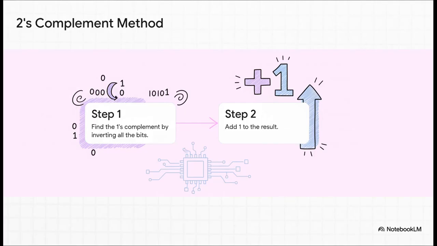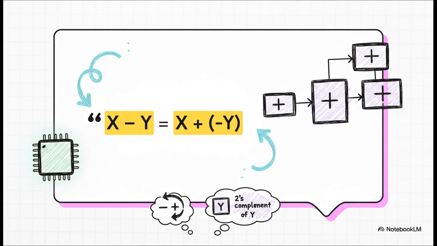The method most computers actually use is called 2's complement, and it's a super simple two-step recipe. First, you do exactly what we just saw. You find the ones complement by flipping all the bits. And then, for step 2, you just add 1 to that result. That is the whole magic trick. Flip and add 1. So, why? Why do all this? What is the point of this flip and add trick? Well, it all comes down to this simple mathematical truth.